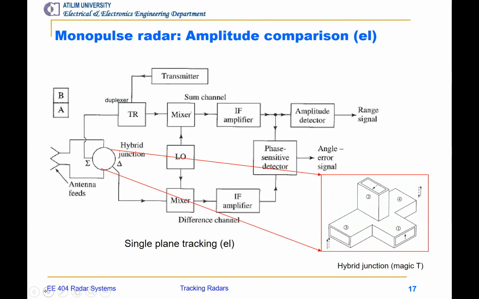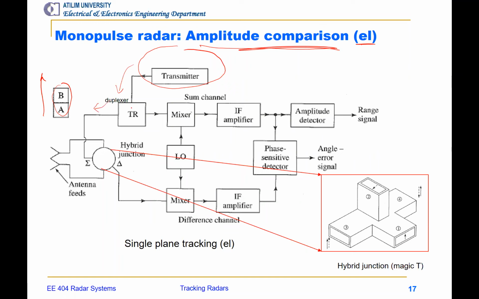Okay, let's see a block diagram of a monopulse radar for amplitude comparison. And we consider only elevation. So here is the elevation. There are two antennas, so two beams. And here is the transmitter. The signal is simply passed through a duplexer.